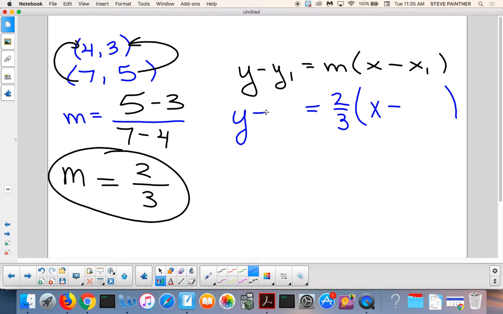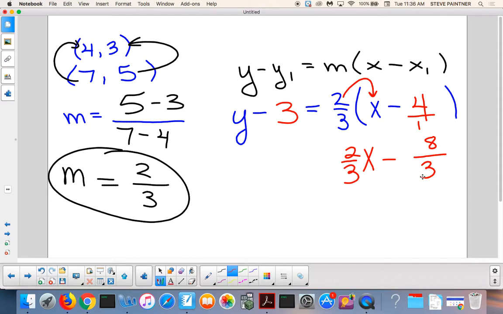Where's the 4 go? In the x spot, right here. Where's the 3 go? In the y spot. And again, if you mix up the 4 and the 3, you're gonna get it wrong again. Alright, ready? This and this make what? 2/3 x. Okay, this is 4 over 1 times 2 over 3, which makes negative 8/3.